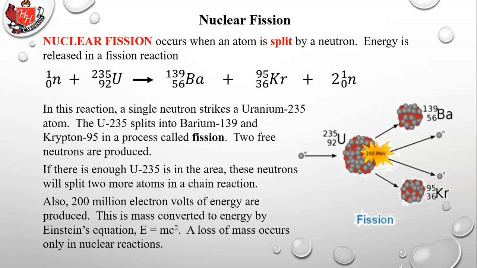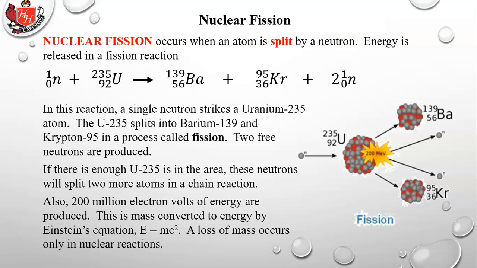So in this reaction, a single neutron strikes a uranium-235 atom. The uranium-235 splits into barium-139 and krypton-95 in a process called fission. 2 free neutrons are produced. If there's enough U-235 in the area, these neutrons will split 2 more atoms in a chain reaction. It'll continue on and on.